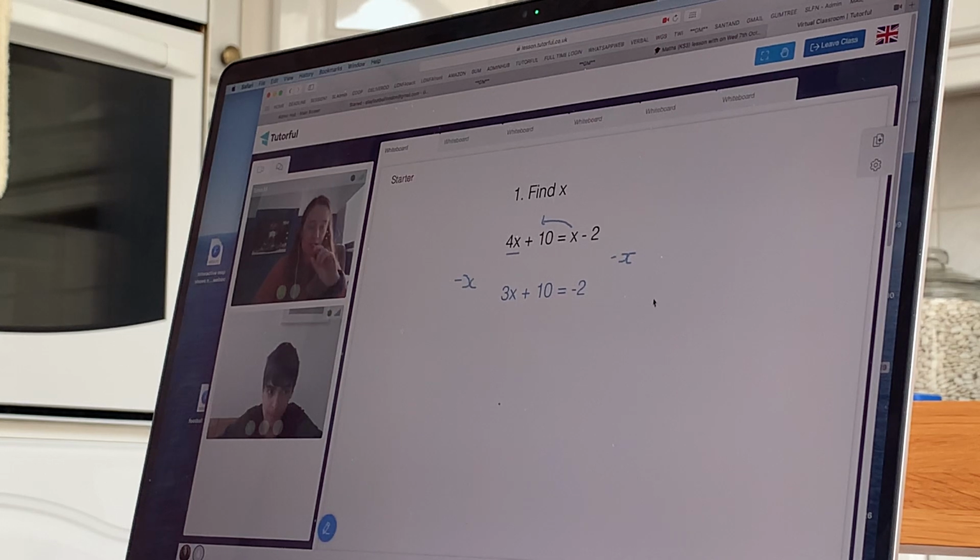So then, once you get to this stage, you just do the same thing as before. We want to get the numbers onto one side, so this means we've got to get rid of this 10. And because it's a positive, we're going to do the opposite and get a negative. Take a negative from either side to get it by itself. And then we get 3x equals minus 12, because we've got minus 2 minus 10.